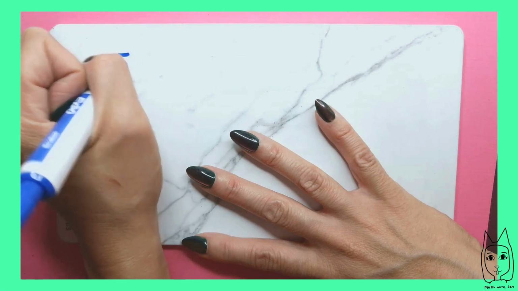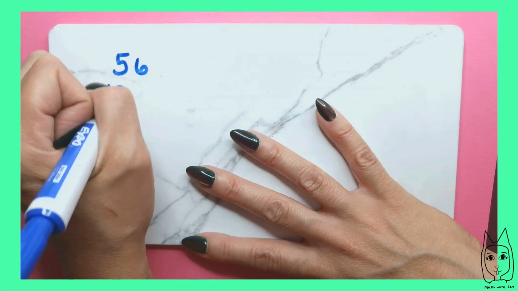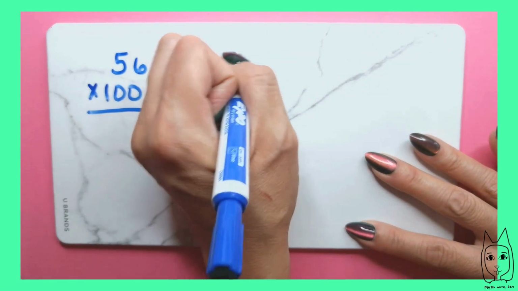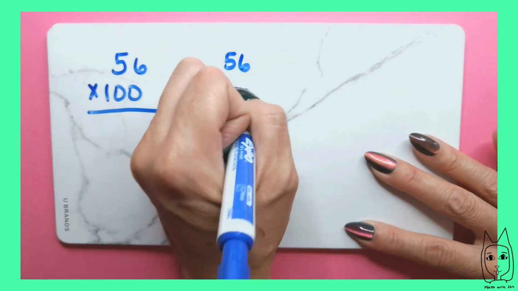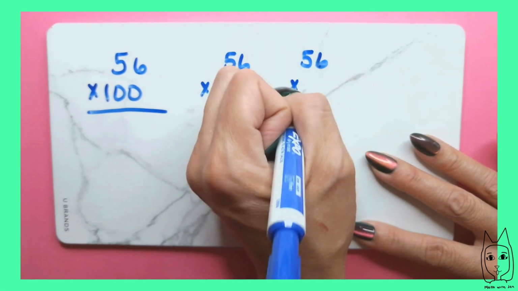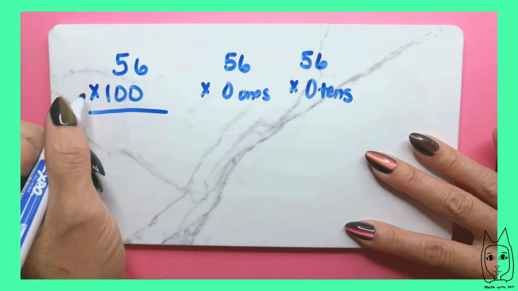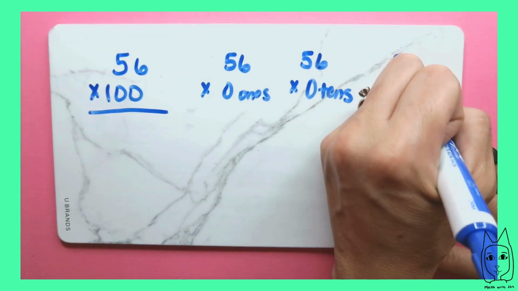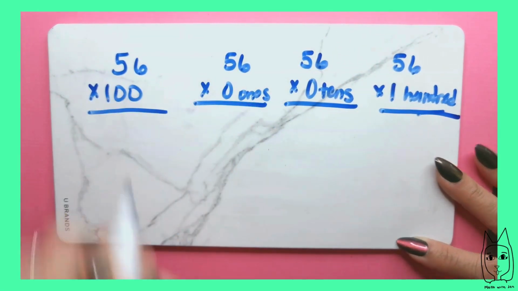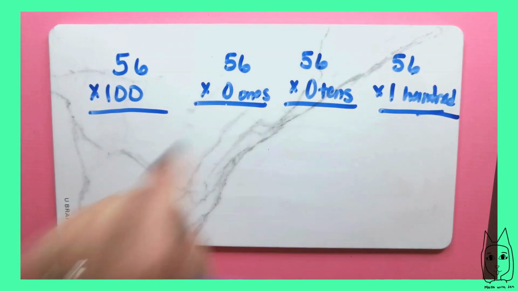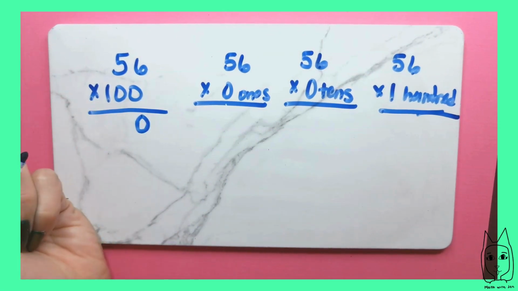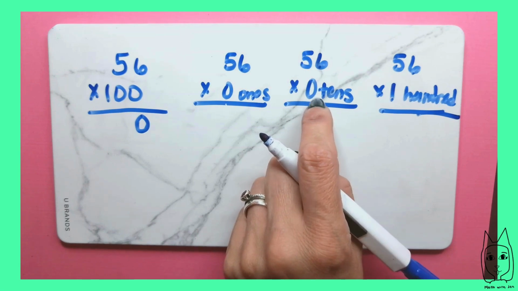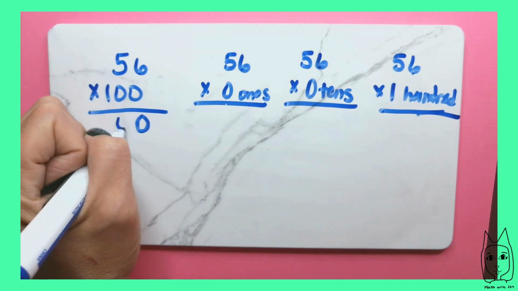So I have 56 times 100. What happens when you multiply by 100? 56 is going to be multiplied by 0 ones. The 56 is going to be multiplied by 0 tens. And then the 56 is going to be multiplied by 100. This is what's happening to the place values. 56 times 0 ones is still 0, so in the ones place, I'm going to put a 0. 56 times 0 tens is still 0, so I'm going to put 0 in the tens place.